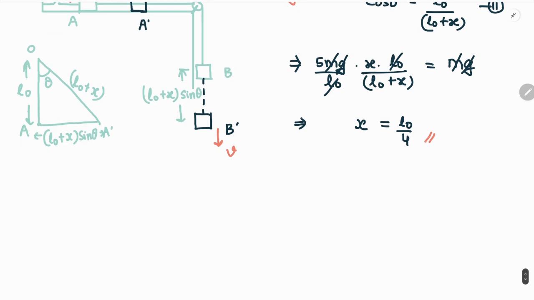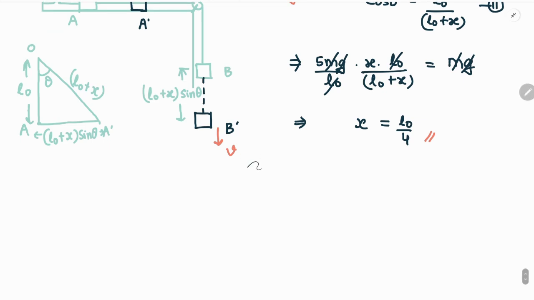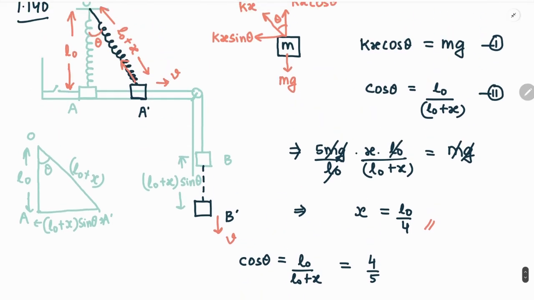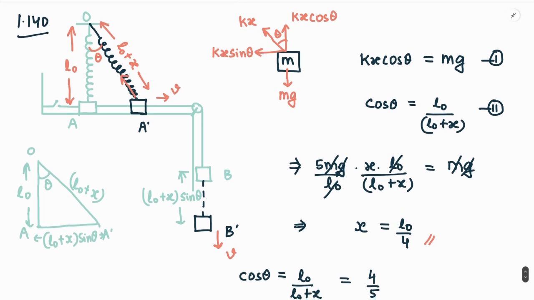So this is an important result for this particular problem. Using the value of x equals L0 by 4, we can calculate cos theta. Cos theta's original value is L0 upon L0 plus x. On substituting the value as L0 by 4, we obtain cos theta as 4 by 5, corresponding to which sin theta equals 3 by 5. Now what we need to understand is that the first expression which we applied is the force equation. Now we are going to apply the work energy theorem for this entire system.